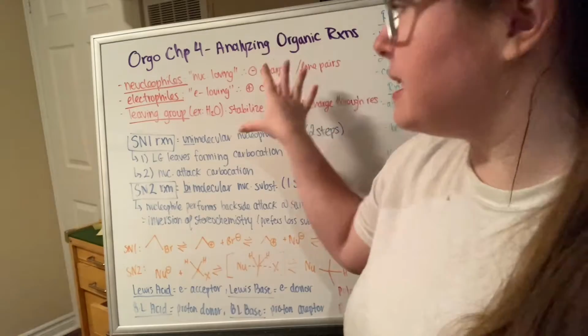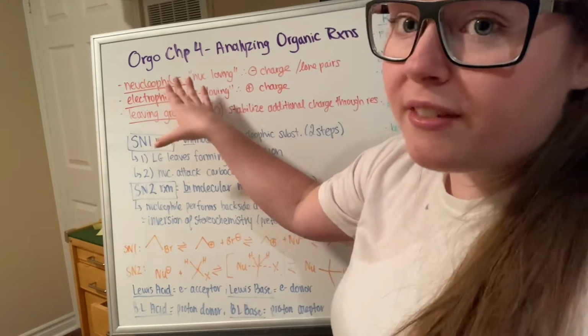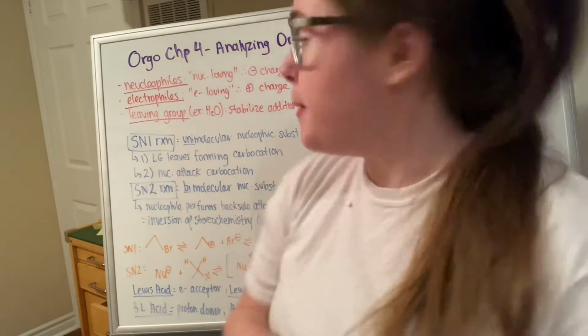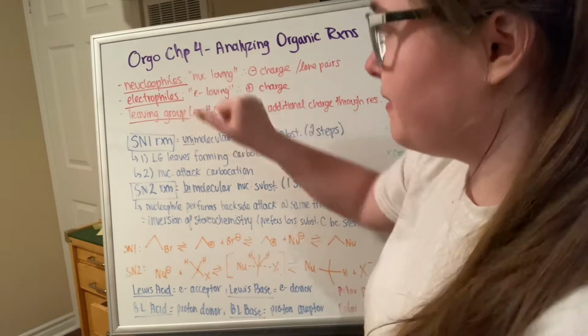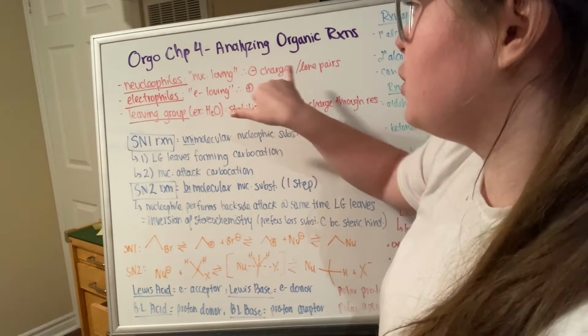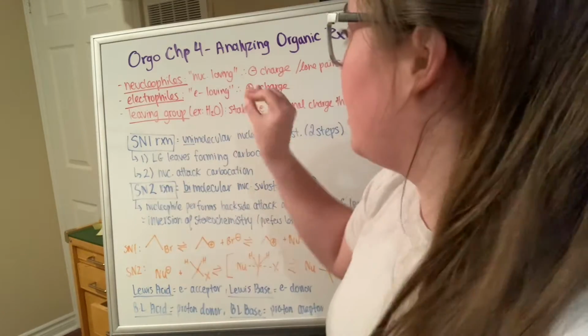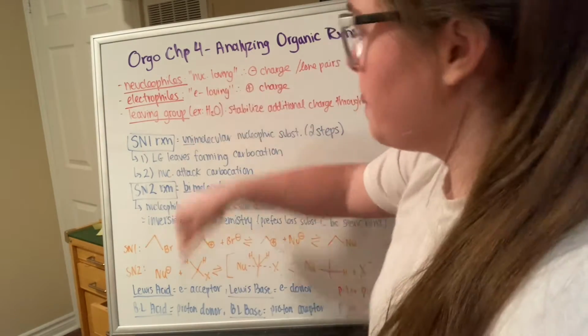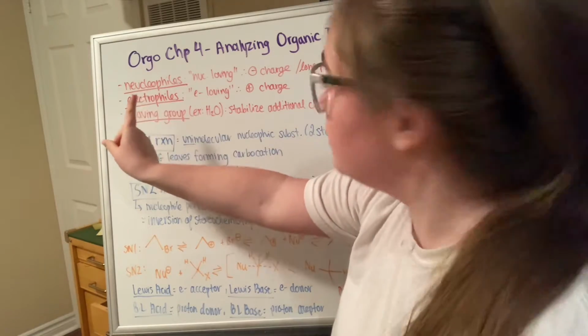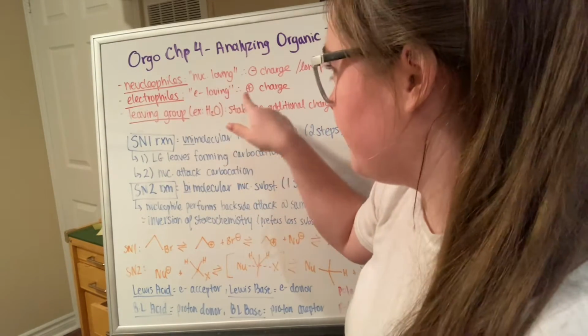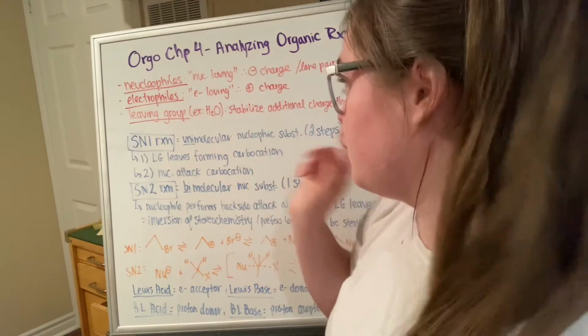So we have some basic vocab here. We have nucleophiles, that are nucleus loving, which means they have a negative charge or lone pairs, right? So the nucleophiles are going to try to find a nucleus. Then we have electrophiles, which are electron loving, therefore they have a positive charge.